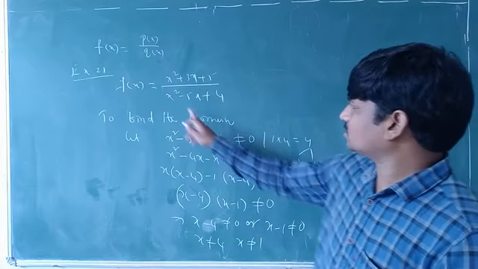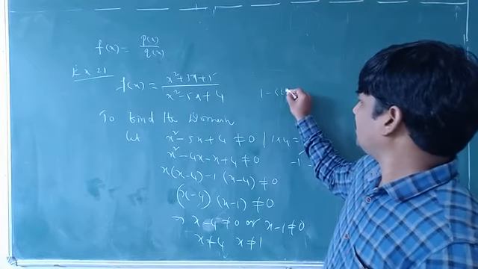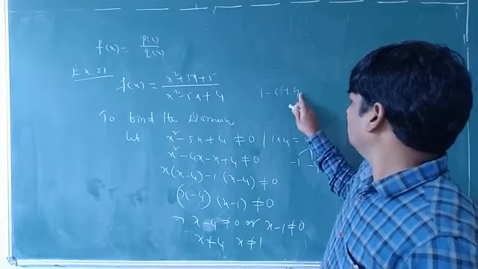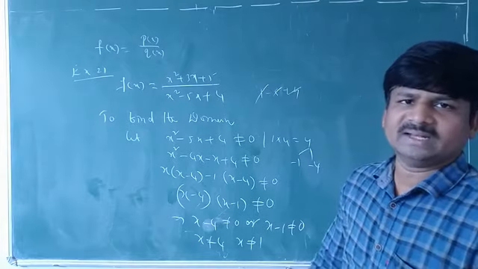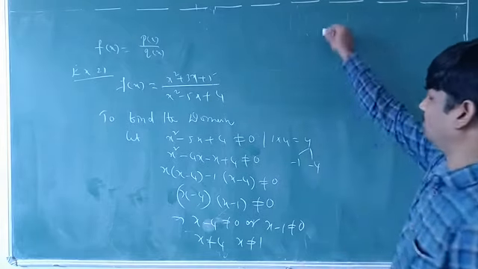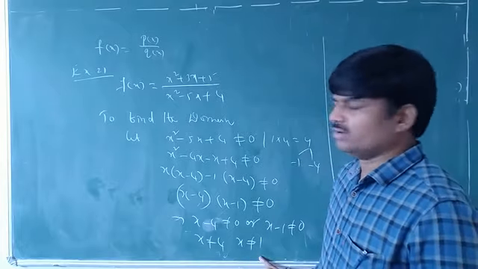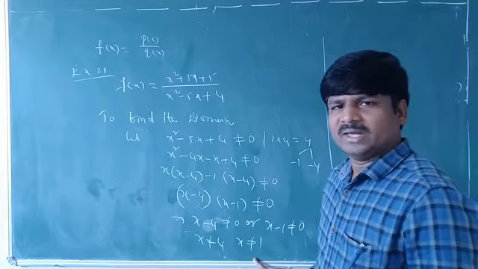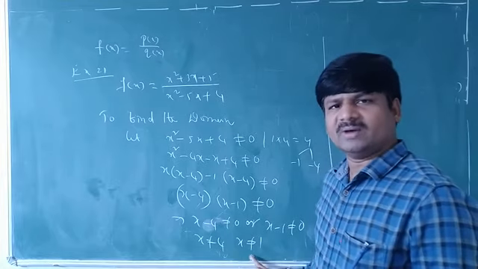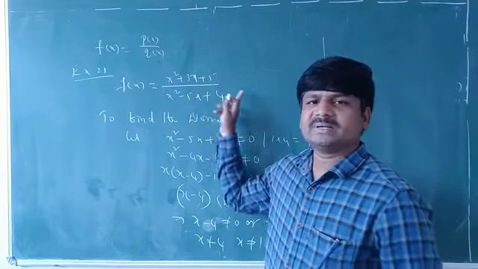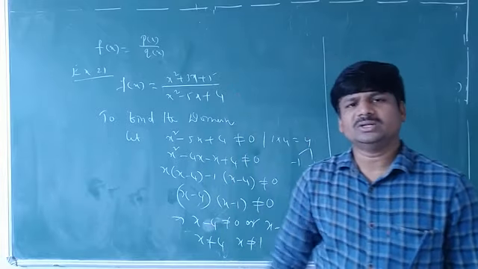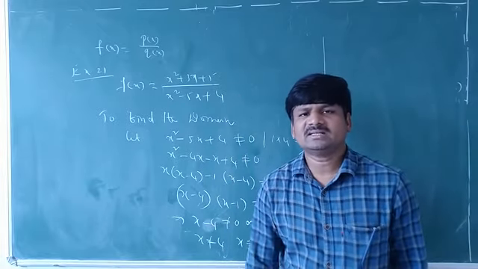And if you substitute 1 also, 1 squared minus 5 into 1 plus 4, that is 1 minus 5 plus 4, the 5 cancels and we are getting 0. Okay, that is the meaning of this. If you take x value 4 and 1, then the denominator will get value 0.